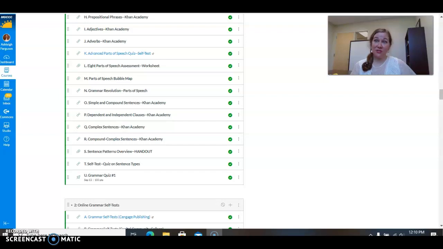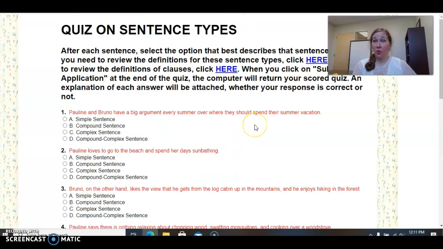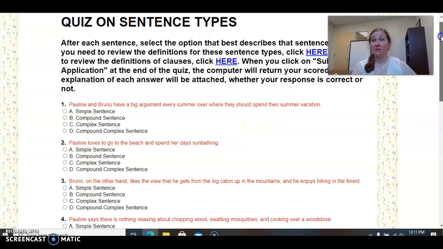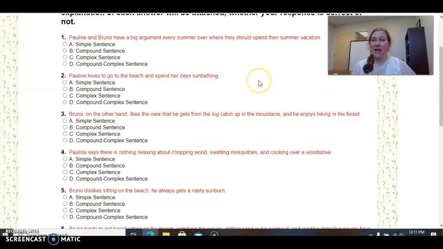I don't want you to just practice the quizzes for the parts of speech. I do have a quiz also for you for the sentence parts. You're going to notice this letter T, this self-test quiz on sentence types. If you click on that, this is a quiz that is basically asking you to label what these sentences are. This is not going to tell you right off the bat if you get something wrong. It doesn't give you your score until you finish.